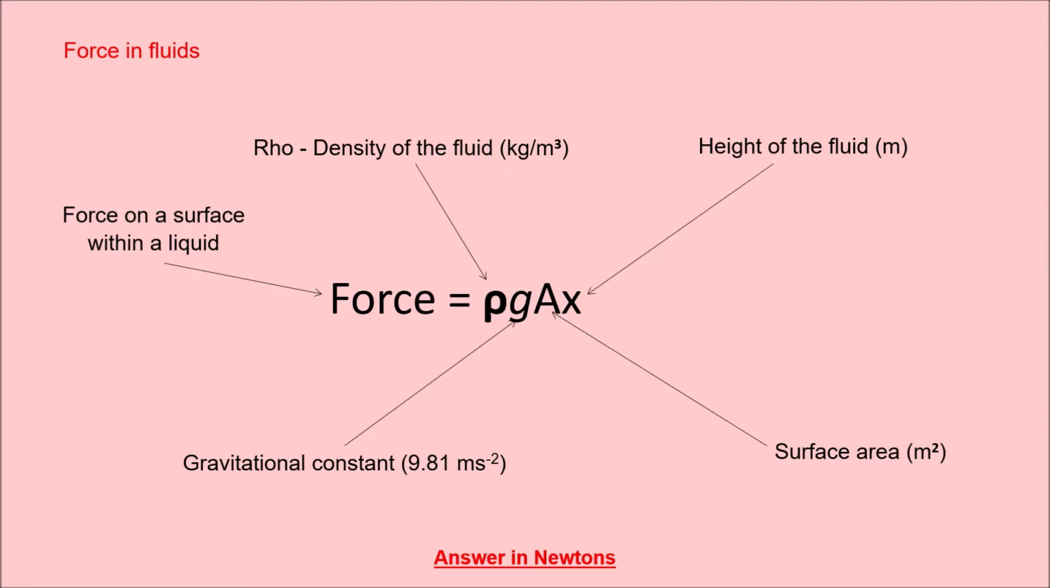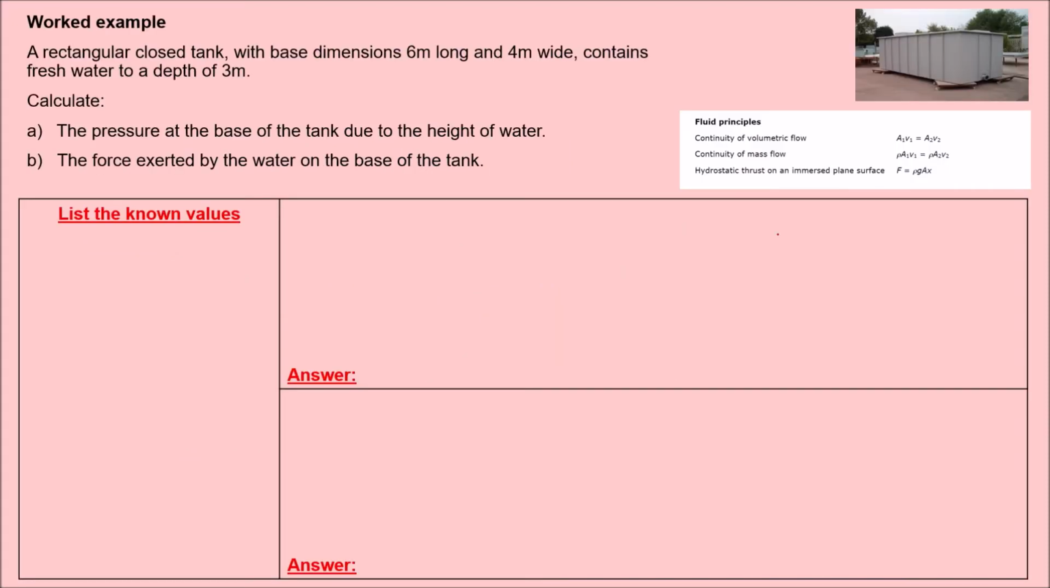Okay, so let's have a little look at solving one of these problems. So I've got a tank that's got some water in it. That's fresh water, which is important because that's going to give me my density. It's rectangular in shape, 6 meters long, 4 meters wide, and the water's height is 3 meters. So you can imagine that it's got 6 meters here, 4 meters wide, and then we've got the fluid at 3 meters.